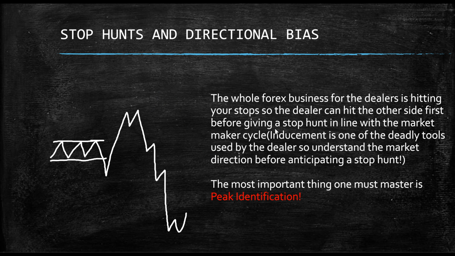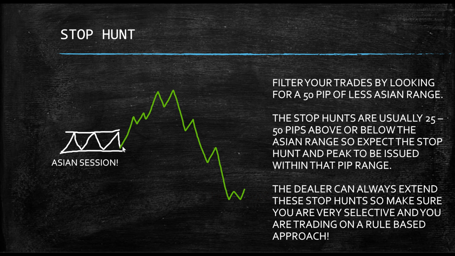All right, so the whole forex business for the dealers is hitting your stops. So the dealer can hit the other side first before giving a stop hunt in line with the market maker cycle. Inducement is one of the deadly tools used by the dealer, so understand the market direction before anticipating a stop hunt. So basically what I'm saying, as you can see in the previous example, we had the dealer giving us a stop hunt above the Asian range, giving us a peak and then moving away, giving us 3 levels of drop and ending the day.